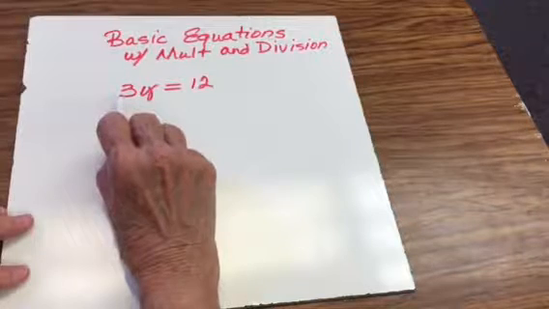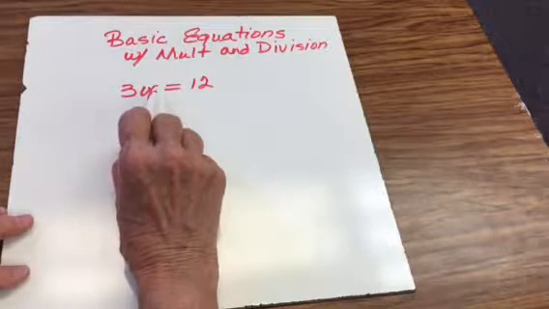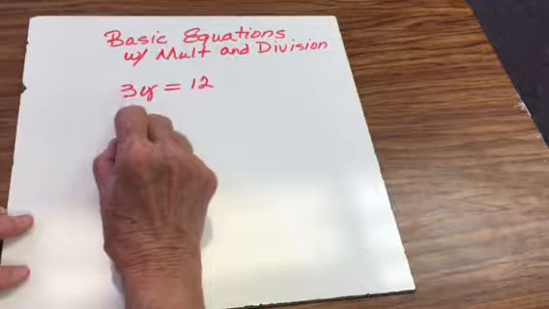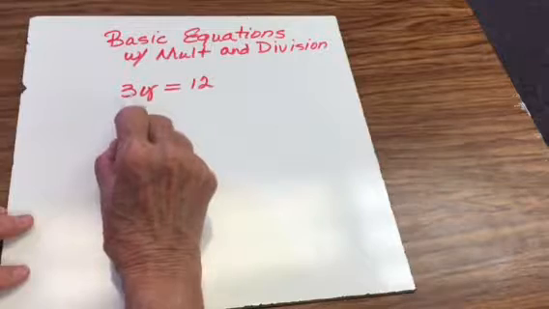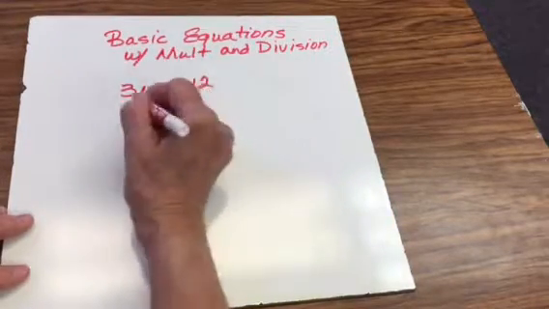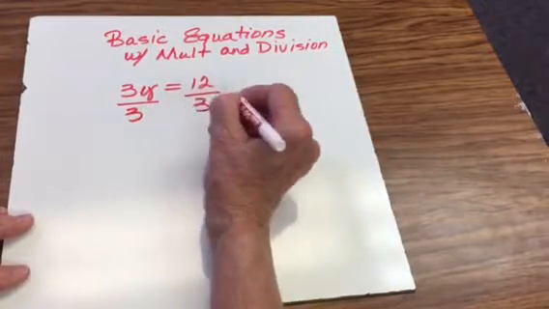What is the inverse or the opposite of multiplication? It's division. So in order to get rid of this 3, I have to divide this side of the equation by 3 and this side of the equation by 3. So I'll do that. So I divide by 3 on both sides.